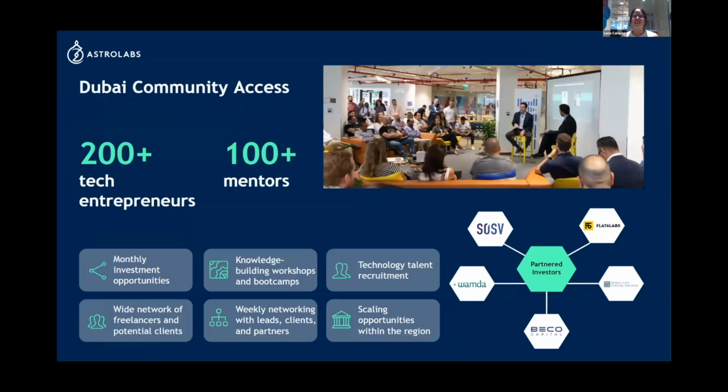So what does Astrolabs provide to businesses? Basically, we provide monthly investment opportunities. We do tech talent recruitment. We have monthly workshops and boot camps, as well as networking with partners or clients that may help you scale up, as well as partner VCs that you can see here on the right. We have 5 partner VCs, including Flat 6 Labs, Deco Capital, that we provide opportunities to our members with.